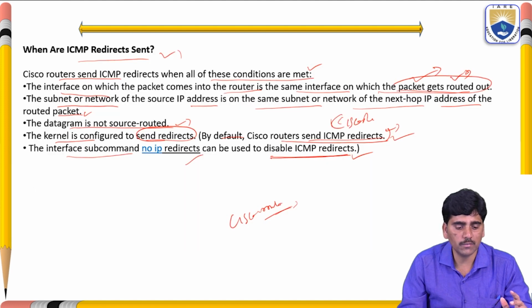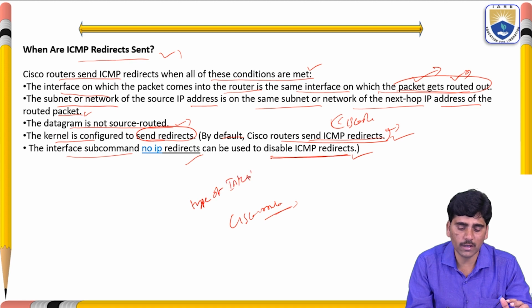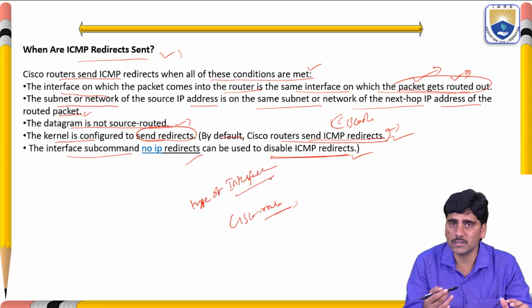And ICMP redirects sent. Cisco routers send ICMP redirects based on the conditions of the type of interface and the type of network they are using. So based on the type of network and the type of interface, the redirects will be sent to the destination side.